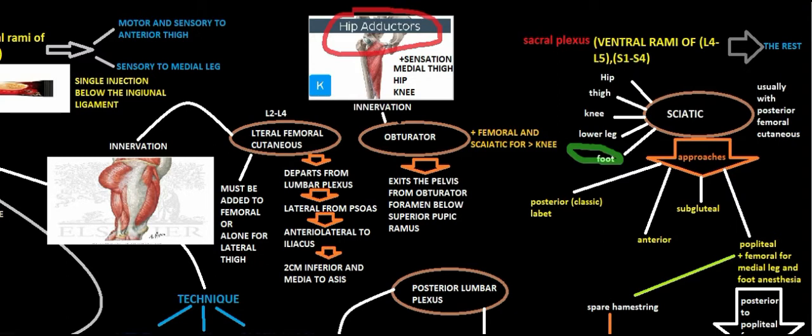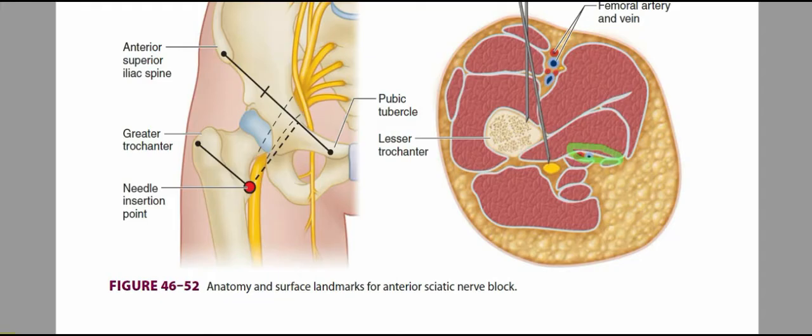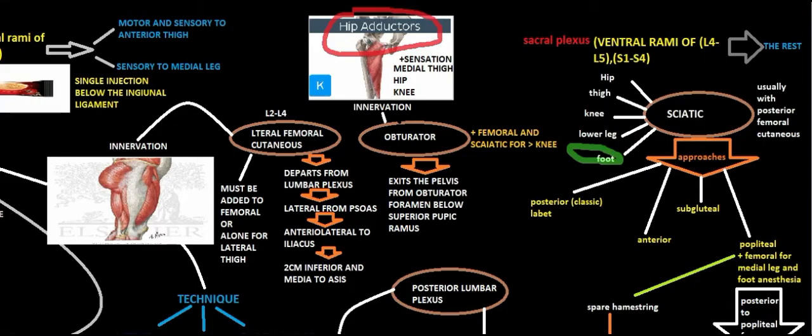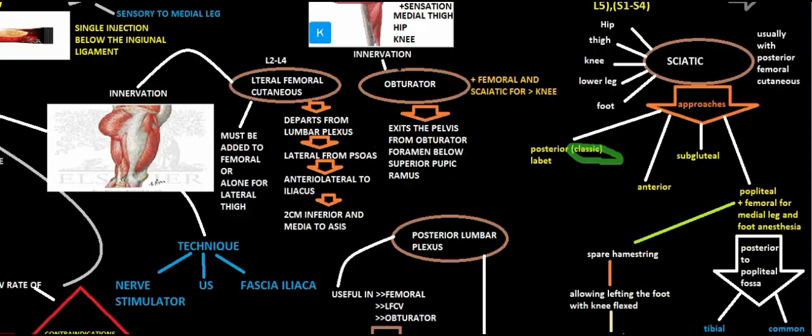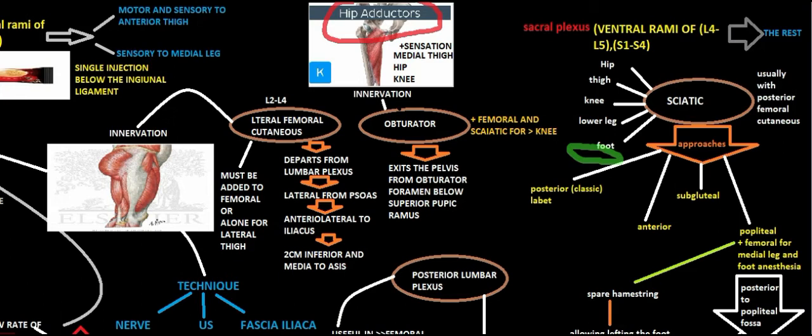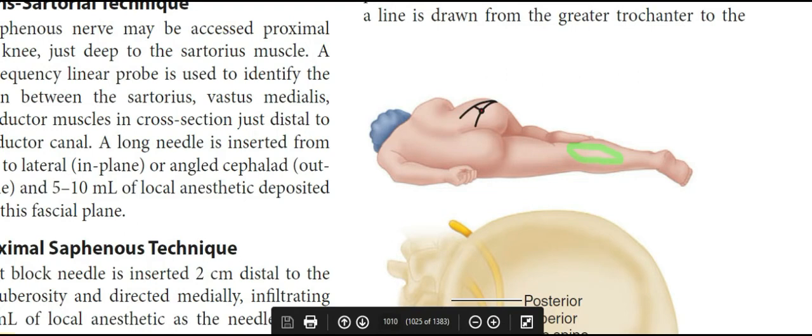Now there are many approaches for the sciatic nerve block. You can find the sciatic nerve behind the lesser trochanter, posterior to the femur, between the adductor and the gluteus muscles. Many approaches exist: the posterior, which is the classical Labat sciatic nerve block; the anterior, subgluteal, and popliteal. I'm going to go fast over two of them and put videos for another two.